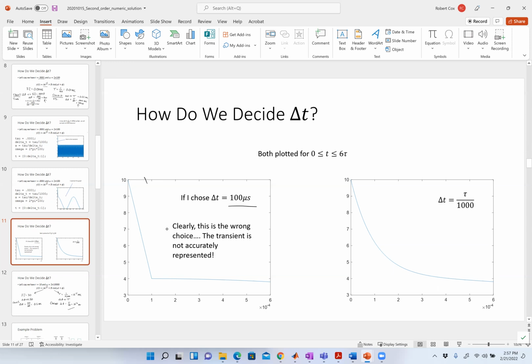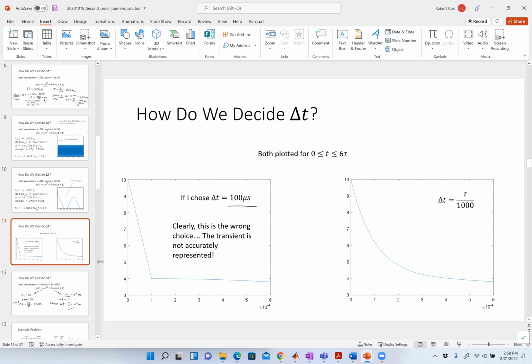But if I look at this, my transient is basically all in one point. And if you compare these two right here, you can see that this is clearly not the same thing as the correct answer. And as we'll see with second order stuff, if I make a bad choice, I can have it do something completely different than what it actually does.